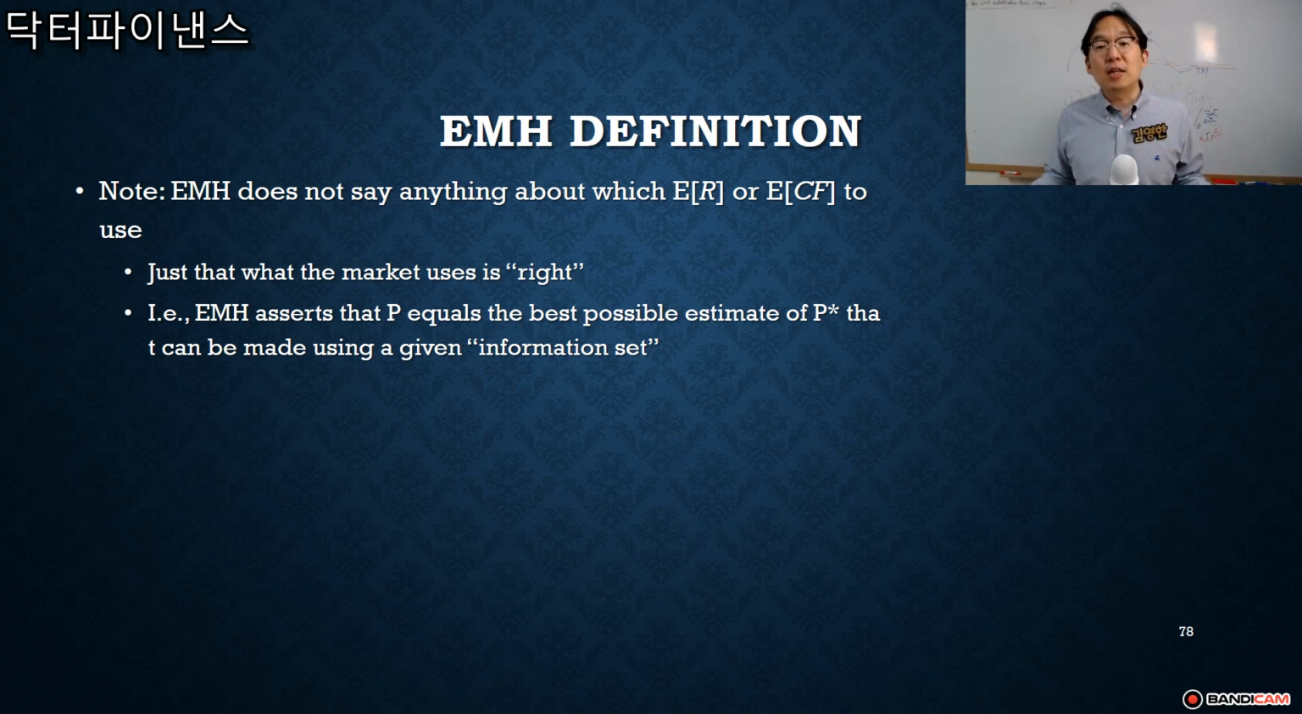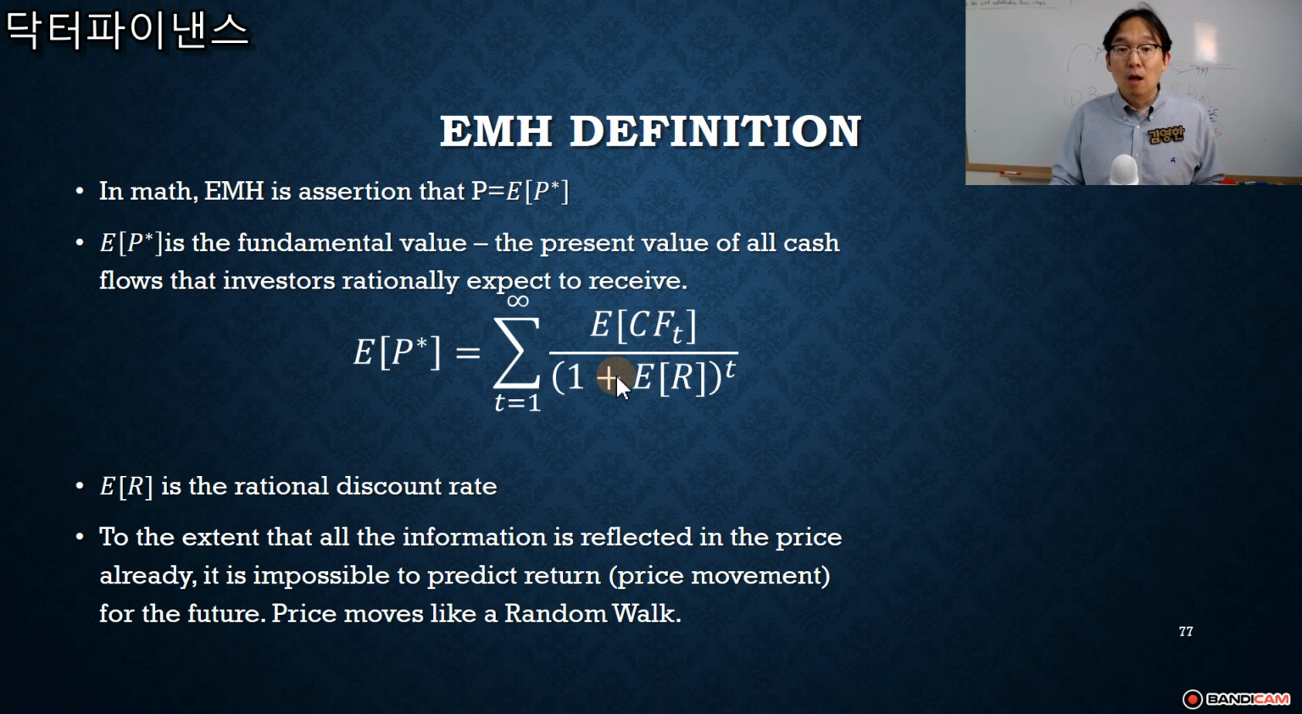Now, EMH does not say anything about which expected return or cash flow to use in this model. Okay? Expected cash flow of Tesla. Do you know how much they're going to sell next year? How sure are you? Even Elon Musk may not be sure about how many units will be sold next year. We're just guessing it, an expectation. And 10 years down the road, good luck.